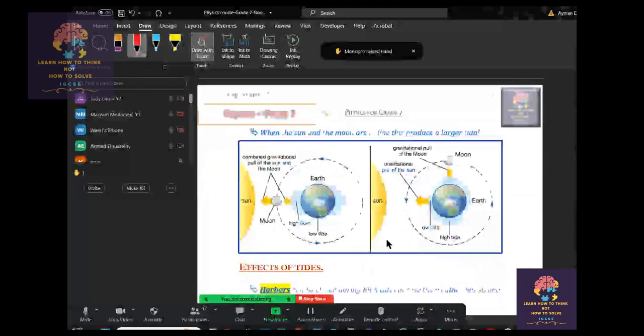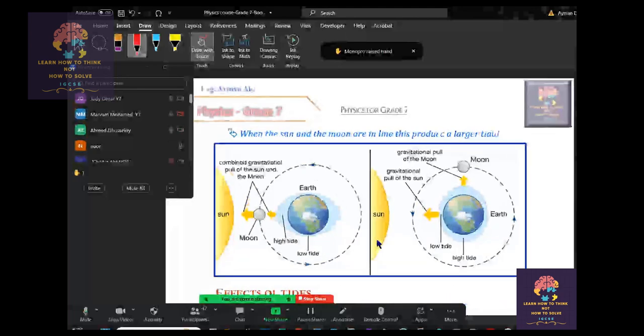This picture, as I showed you, you won't find it in the books at all. You can check it in my papers. As you can see, the sun, and here the moon. The moon is revolving around the Earth in its orbit. We said there is a gravitational force between the moon, the water, and the Earth. When the sun and the moon become on the same line, the tidal force becomes maximum, which is called high tide.